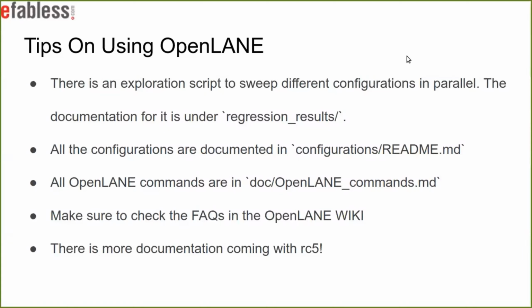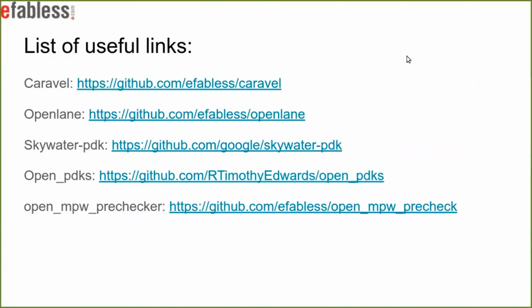And wait for more documentation with the next release that will walk you through the steps of hardening the macros and the decisions you should make. This is currently being reviewed in the develop branch. Here is a list of useful links to the repos you will probably be using, and here I would like to reiterate that the Caravel repo is still a work in progress, as well as the develop branch of OpenLane, which contains the RC file. And that's it. Thank you.